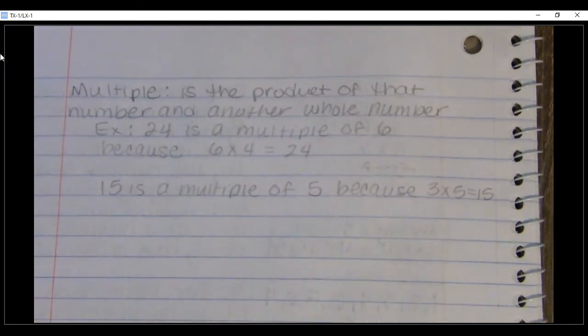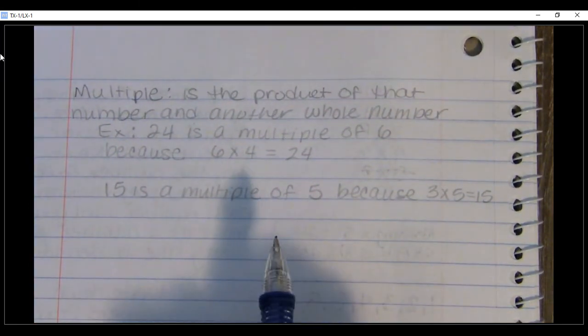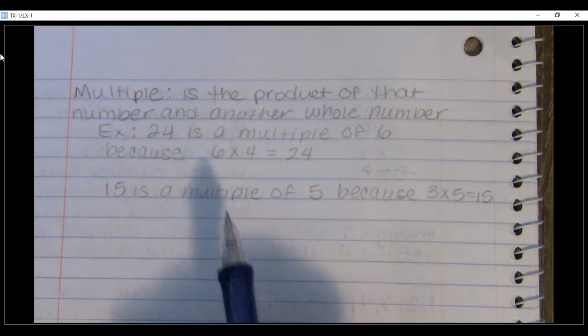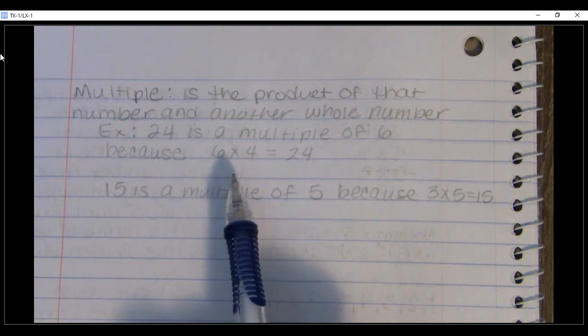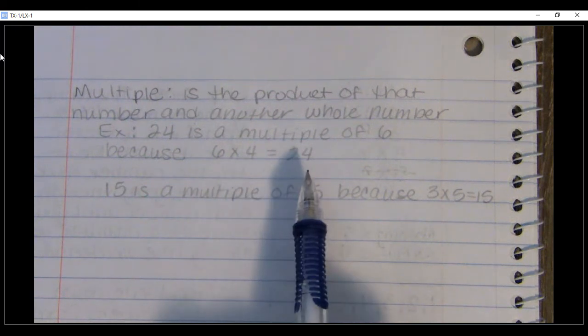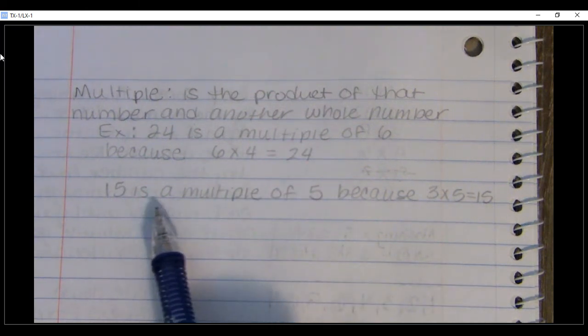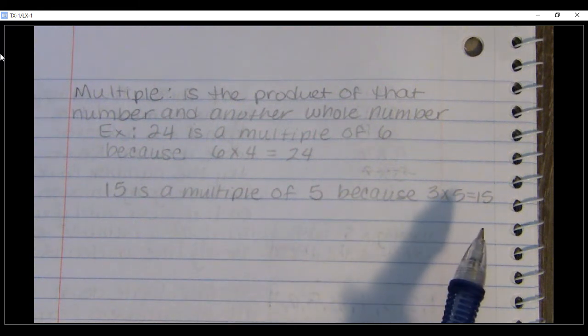Then one more little straggler, and the word is multiple. A multiple is the product of that number and another whole number. So taking a look at that example, we have 24 is a multiple of 6 because 6 times 4 is equal to 24. And here we go as another example. 15 is a multiple of 5 because 3 times 5 equals 15.